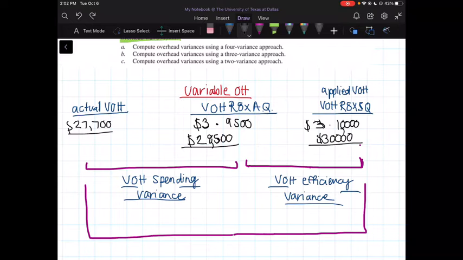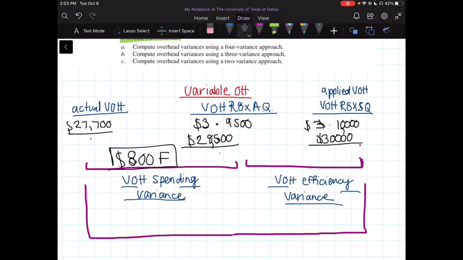So right here, we're going to be taking our 27,700 subtracted by our 28,500. If I do it in the calculator, that gives us 800. I'll place that right here. Since I believe this is going to be favorable because we actually used a little less than what we were expecting, that is our F.